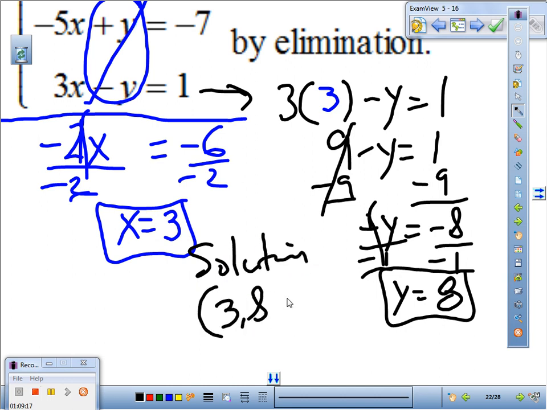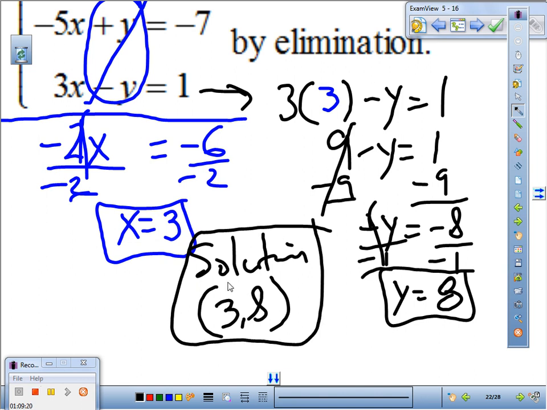3, 8. Why do we need to write it like that, Mr. Q? Because when we graph these, tell your neighbor what this means. What does that mean?